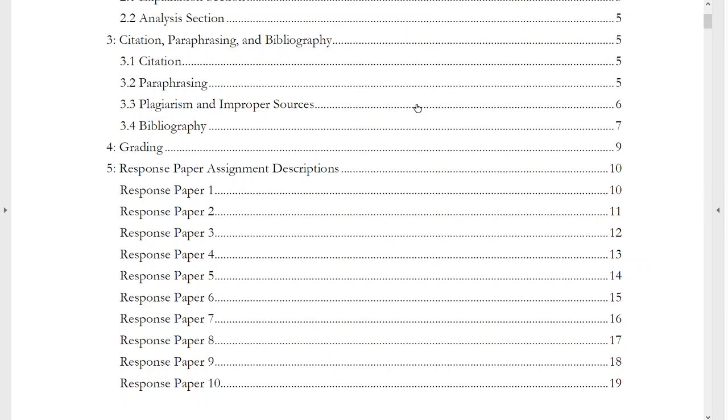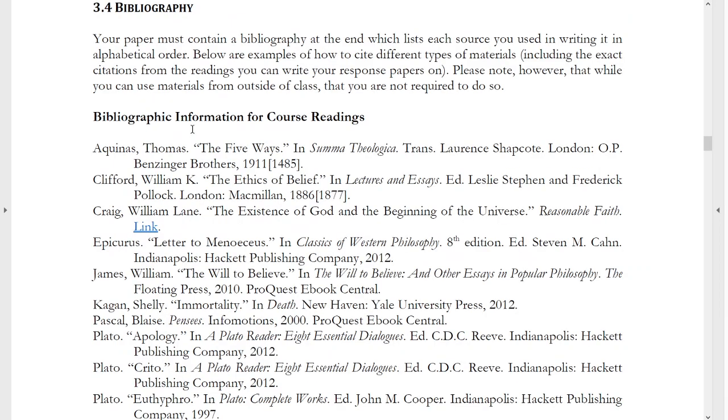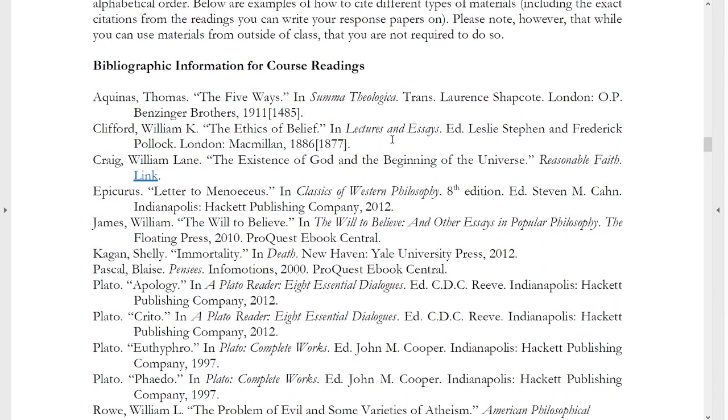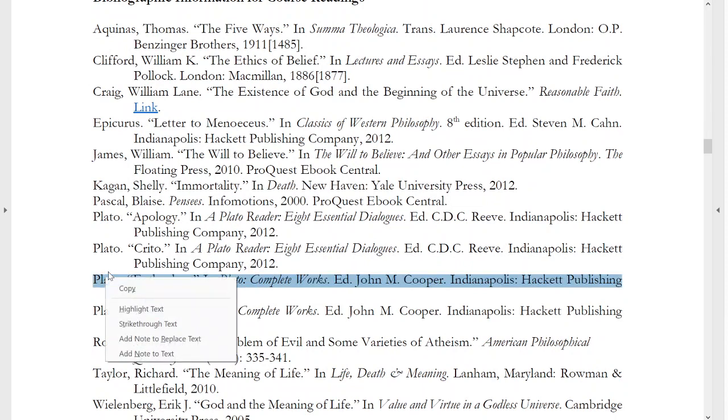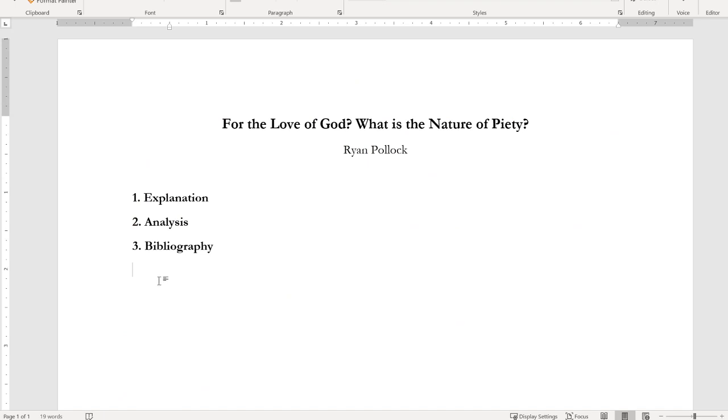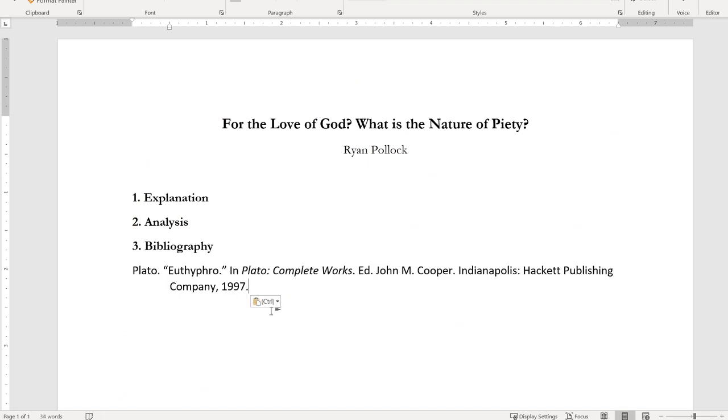formatted your paper properly, next thing I would do, I would go right to the bibliography section of this document, and you'll notice that I have the bibliographic information for all the readings in this course that you could write on. So I said the one I'm writing on is Plato, Euthyphro. So you can go ahead, copy, paste that in the bibliography, and there we go. Right. So now I have the correct citation information in my bibliography.